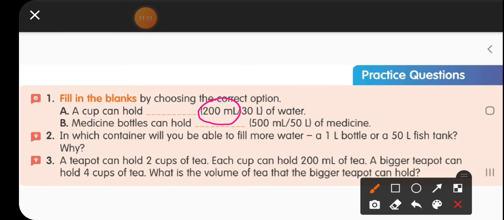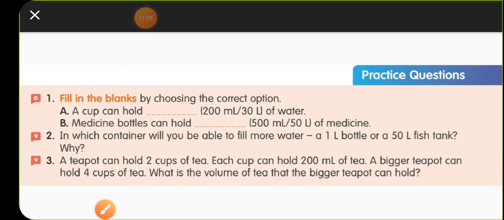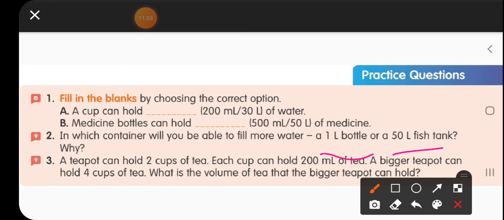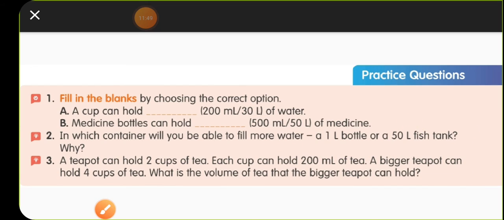Medicine bottles. You people will take medicine bottles also. The medicine bottles can hold dash of medicine, 50 liters or 500. So definitely they can hold 500 ml of medicine. Now the next question: in which container will you be able to fill more water, a 1 liter bottle or a 500 liter fish tank? The bottle is only 1 liter and the fish tank is 500 liter, which means its size is bigger. So definitely the 500 liter fish tank can fill more water.